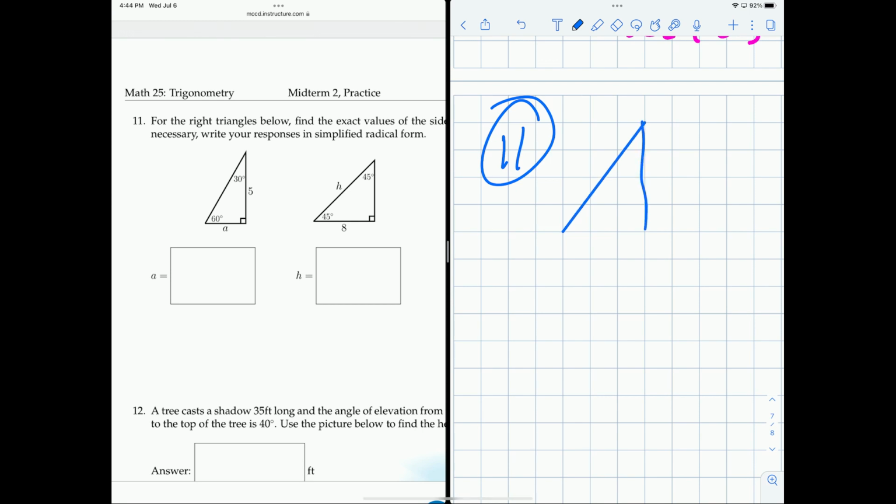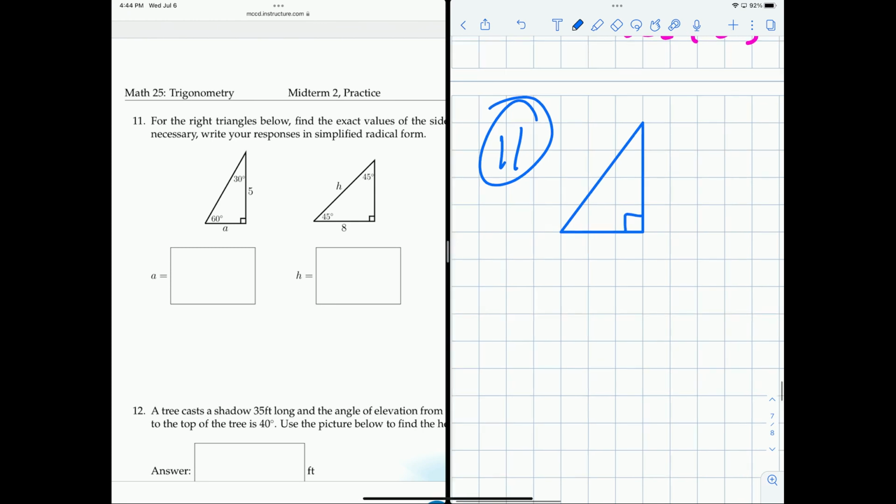So my advice for problem 11 is don't let the fact that I gave you 2 angles confuse you. Okay? Just pick one of them and ignore the other one. So like, I'll write 30 there. The other one's 60. I don't even care. Okay? So there's my triangle.